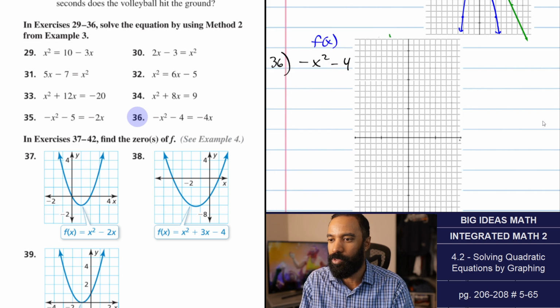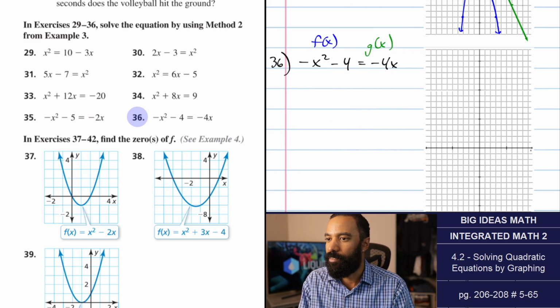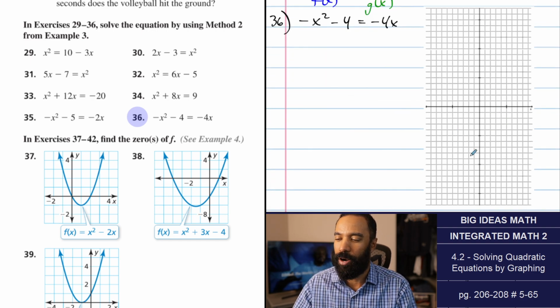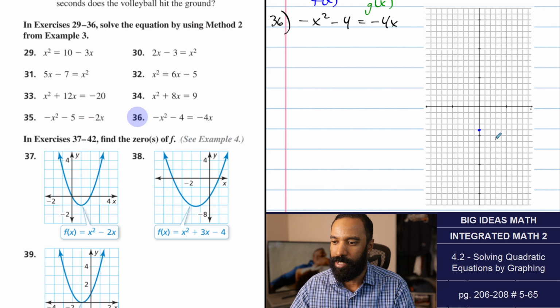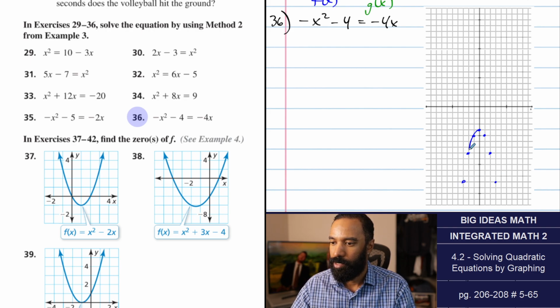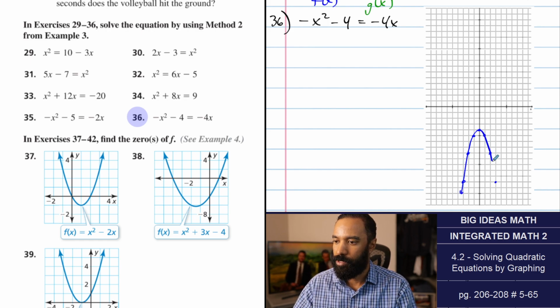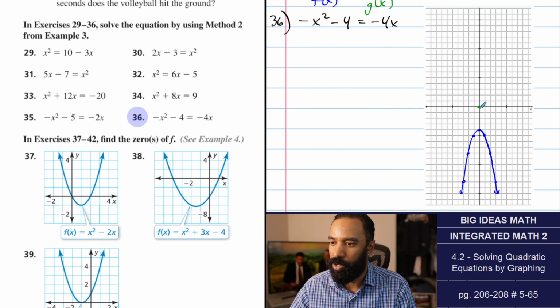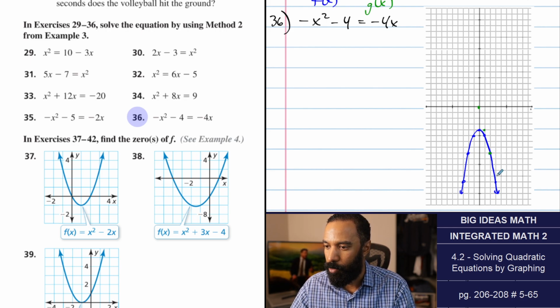Y equals, y equals negative x squared minus 4. It's just like negative x squared minus 5. It's the same thing. It's just shifted 1 up from where it was. So it's at negative 4 instead. So 1, 1, 2, 4, 3, 9. Like so. Okay. So there's that portion. Okay, the other side, negative 4x. Again, y-intercept of 0. We're going to go down 4 over 1. Down 4 over 1. And we hit that point.